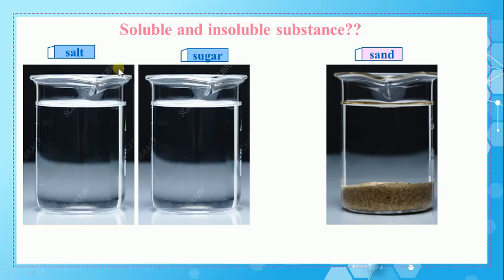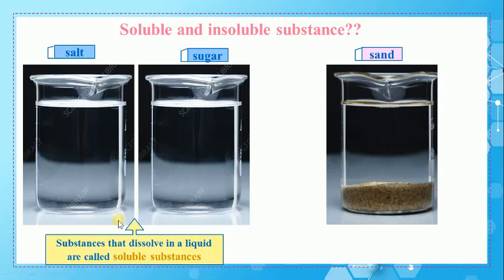So we can say that salt dissolves in water, sugar dissolves in water. But what do we call the substances which dissolve in liquid? Substances that dissolve in a liquid are called soluble substances. So salt and sugar are soluble substances in water.